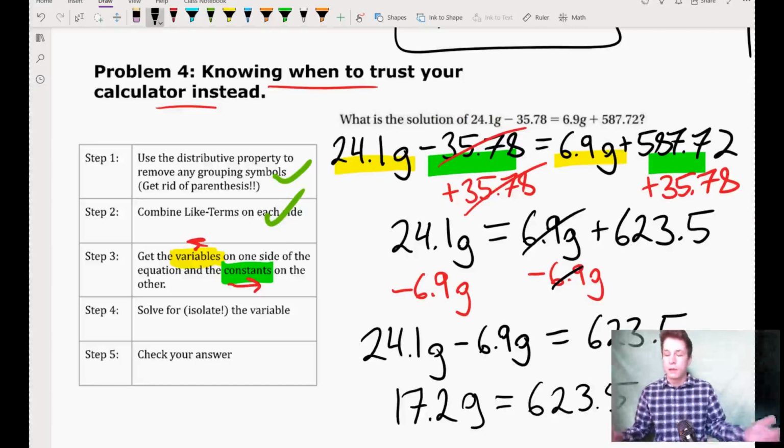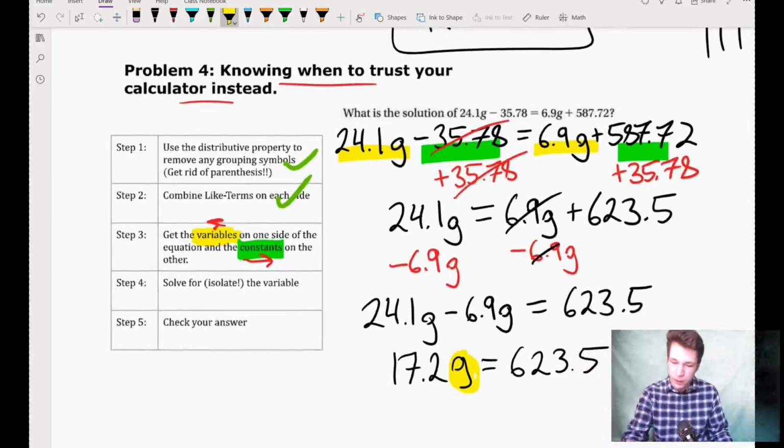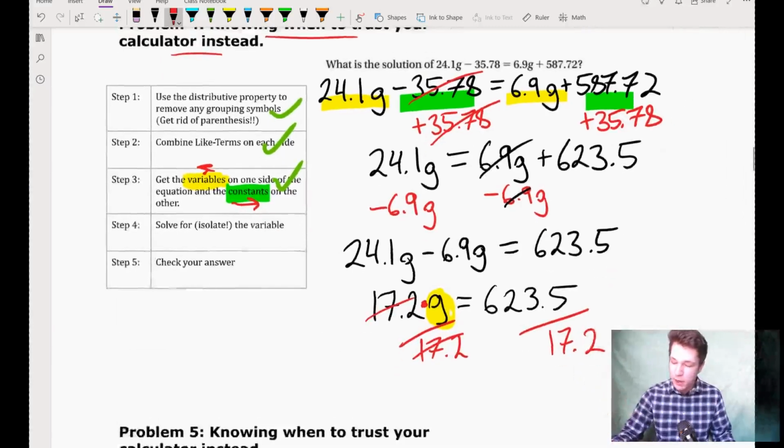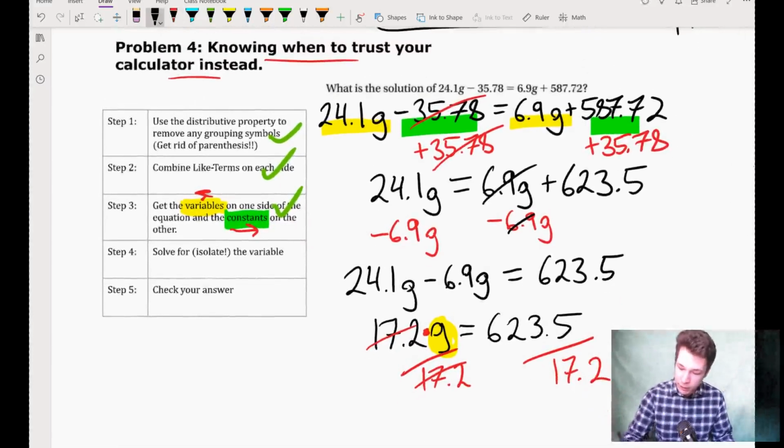Now you might be thinking, okay, are we finally to step 4? Yes, we are. We took care of step 3. We're going to try to isolate this variable. And just because there's decimals doesn't mean anything's changing here. I'm still going to divide both sides by whatever coefficient is in front of the variable. Since that coefficient is multiplying g, I need to divide it in order to get rid of it on both sides. Now is the part where you definitely need the calculator.